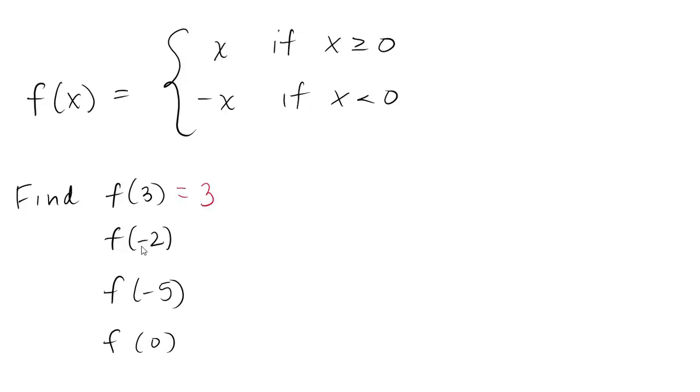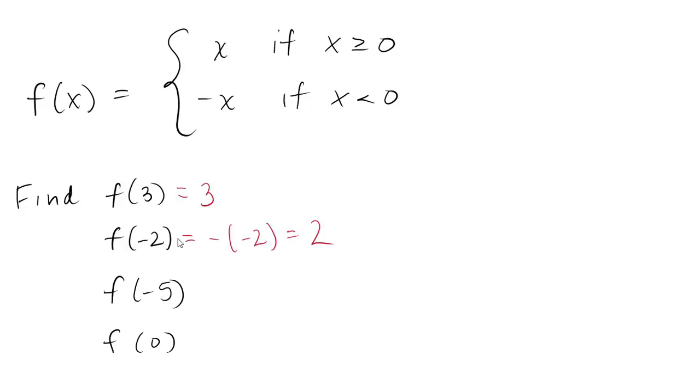Our second example says find f of negative 2. I start by seeing which if statement negative 2 satisfies. It's not greater than or equal to 0, so it doesn't satisfy the first rule. It is less than 0, so we satisfy the second rule. And so we follow the second rule, which says take the opposite of the input. So I take the opposite of negative 2, and that's 2. See if you can evaluate f of negative 5.